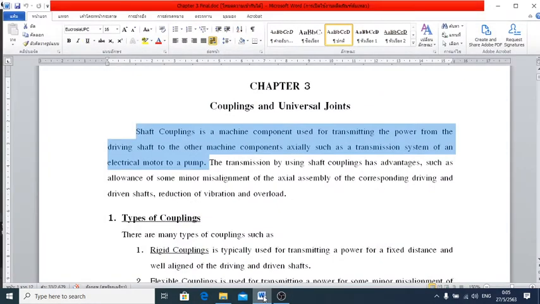Okay, let's go for chapter 3. What we've got here for today is going to be on couplings and universal joints.